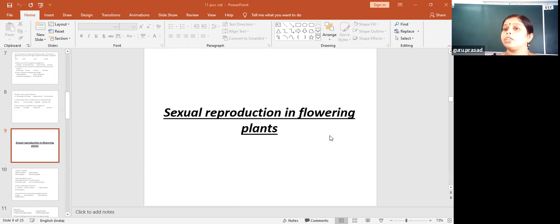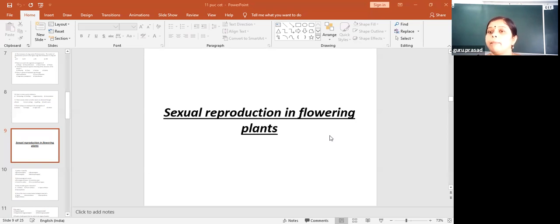Inside the megasporangium, we can see the presence of what? The embryo sac, which consists of 7 cells and 8 nuclei. You know which are the 7 cells and how many nuclei there will be, that we have discussed in detail. So, this is how pollen-pistil interaction takes place.